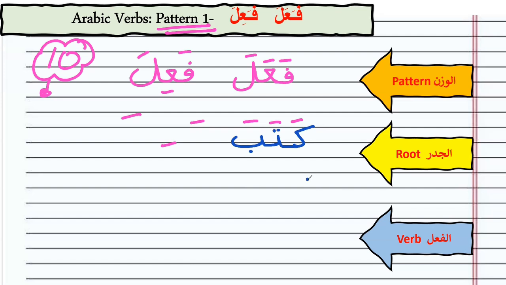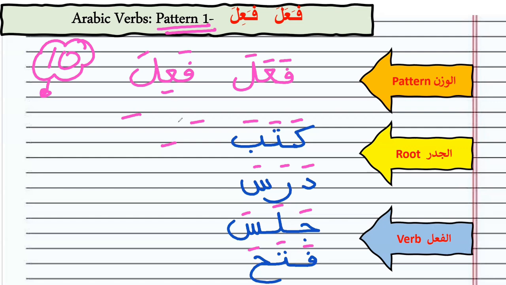And then we use darasa, and then jalasa, fataha. All of these verbs share the exact same pattern. So basically, all of them rhyme. Darasa, jalasa, fataha. They all share the same pattern, the same sound, but they do not share the same meaning. When it comes to meaning, each one is different.